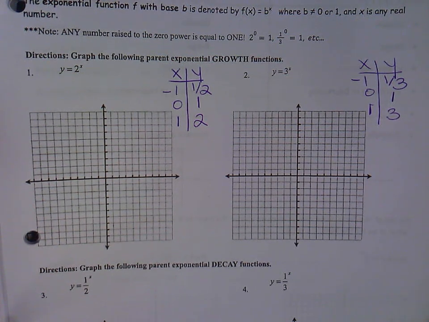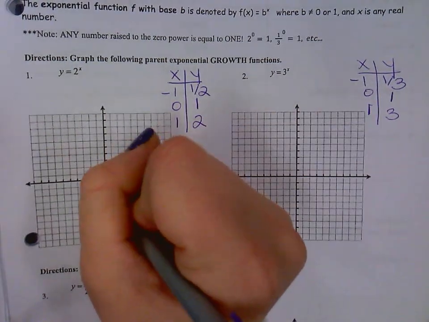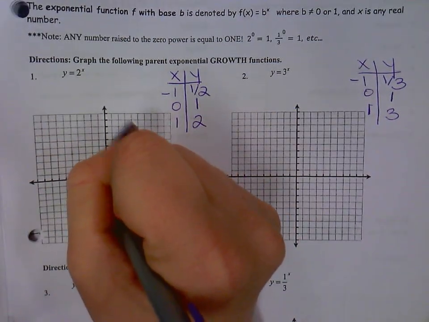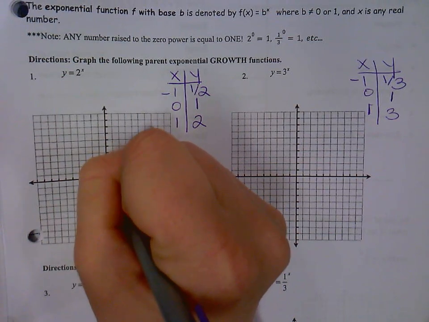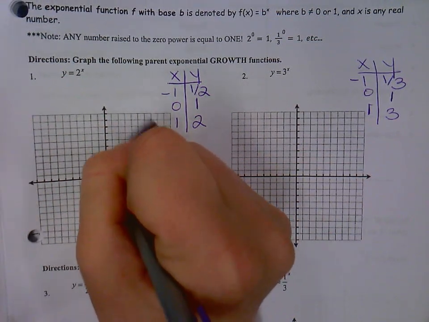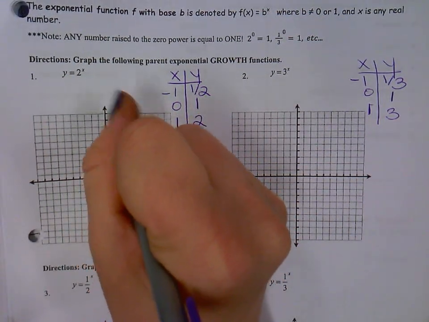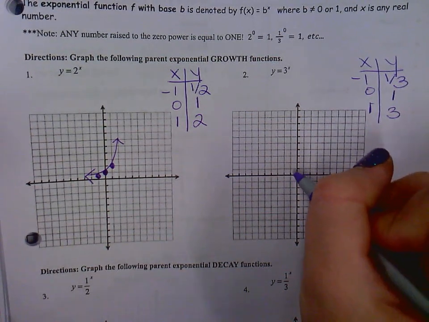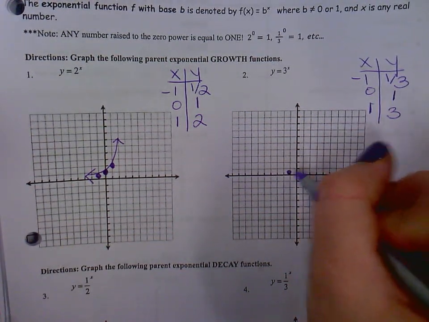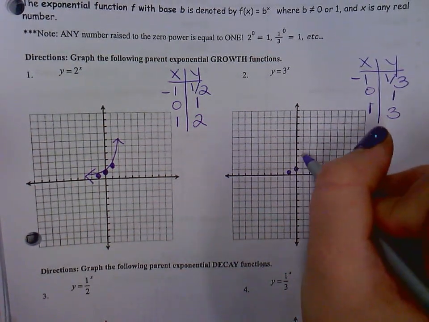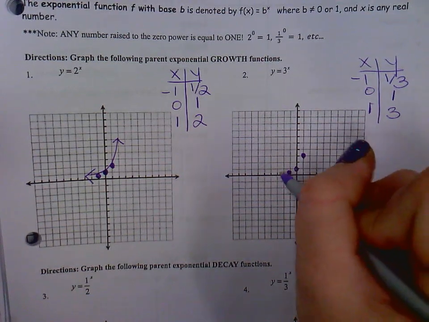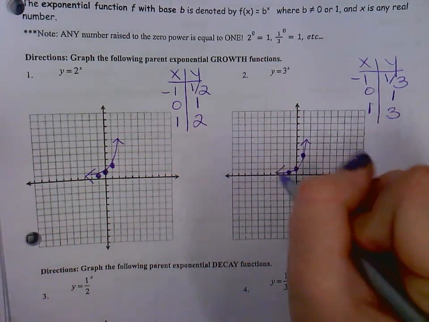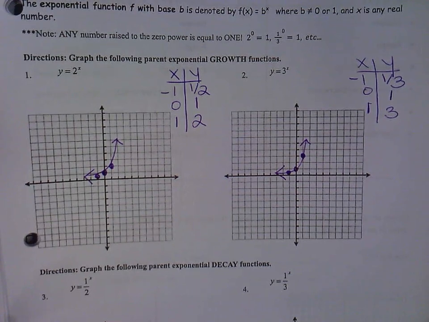You can graph any exponential function. They're always going to look like this. So at -1, I'm at 1/2. At 0, I'm at 1. And at 1, I'm at 2 on this graph. So those are my 3 key points. And then on the other function, it looks almost the same. I'm at 1/3, then I'm at 1, and then I'm up here at 3. So it's a little bit steeper, but it looks almost identical.